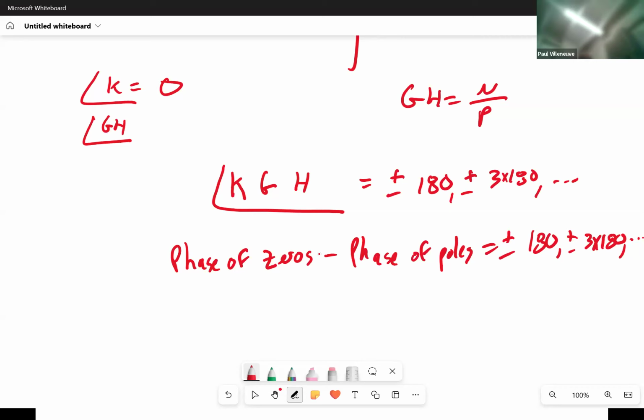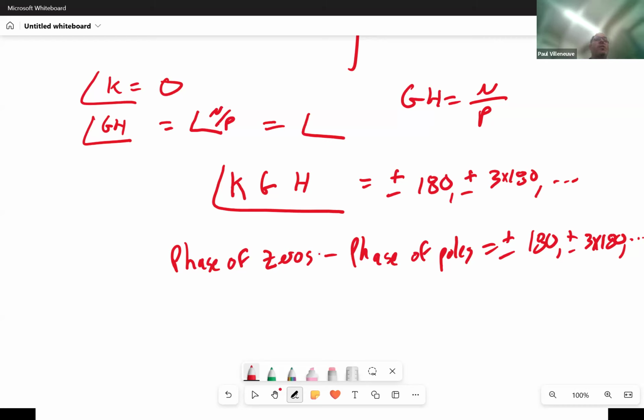It has to eventually equal 180, yes. But how do I find them? Just by looking at angle GH. Would you agree with that as a numerator and a denominator? How do we divide complex numbers again? You remember that? Divide the magnitudes, subtract the angles. How do we multiply? Multiply the magnitudes, add the angles.